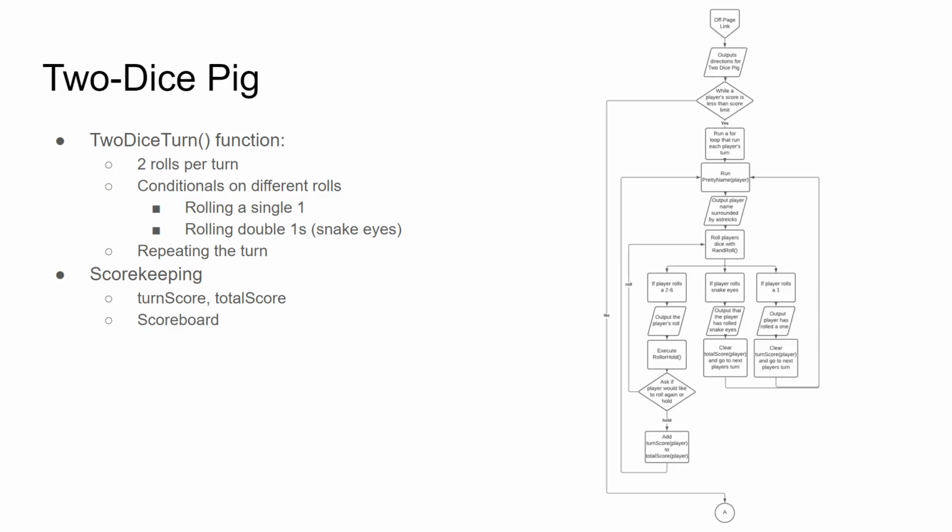Two Dice Pig consists of a function that is almost identical to Pig Turn, except two random rolls are called at different times, so the seed varies. On a single one roll, the player's turn ends and the turn score is removed, just like in Pig. But if two ones are rolled, or Snake Eyes, the player's score is deleted and they have to start over from 0. The player is asked if they want to roll again or hold using the roll or hold function, just like in Pig.